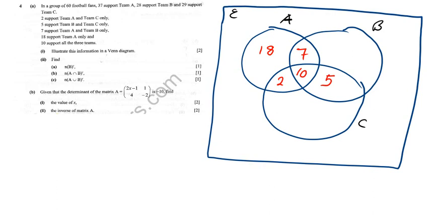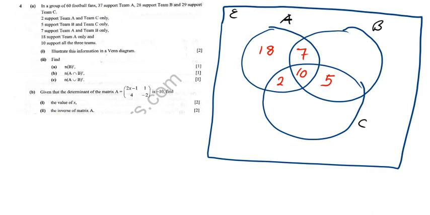And for sure, if you add 18 plus 7 plus 10 plus 2, we are getting 37. It was given in the question that 37 support team A. So for that set, what I've written is correct. And then you go to B.